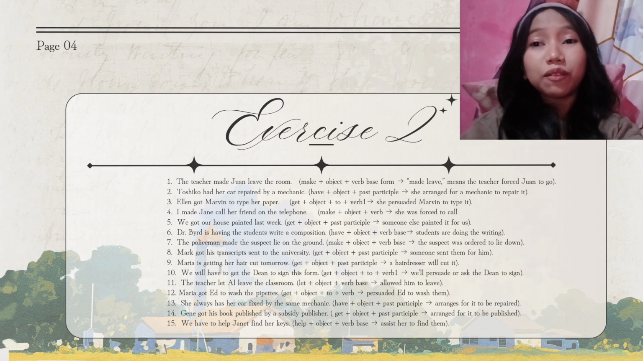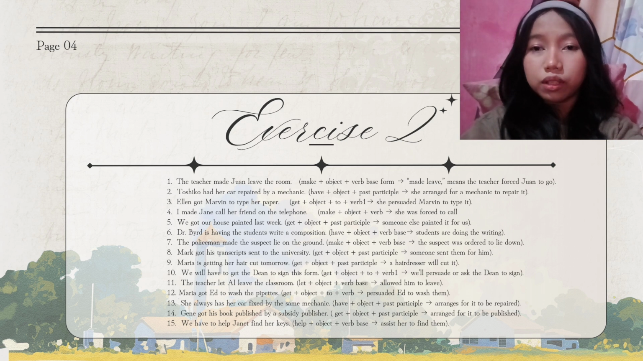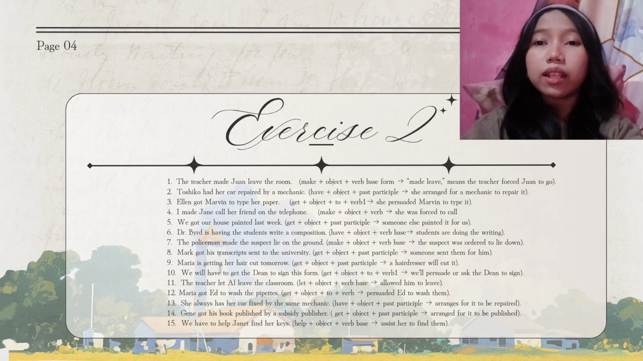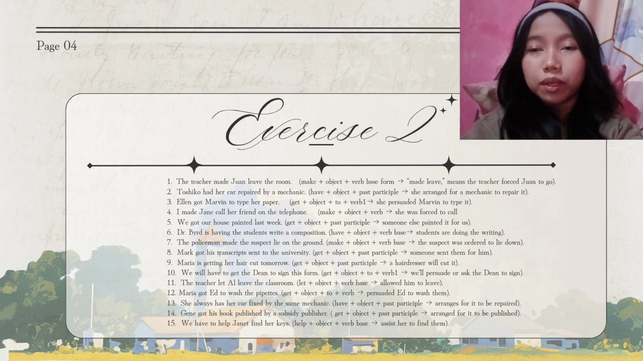Bart is having the student write a composition. The structure of the sentence is have plus object plus verb 1. Is having shows a causative action in progress. But there, Dr. Bright is making a student write something. Since the object student is a person, the next verb is in base form, or verb 1. The sentence meaning is Dr. Bright is asking the student to write the composition.